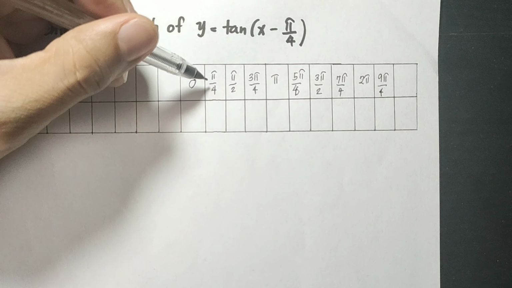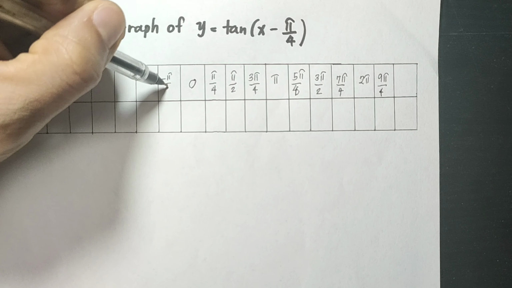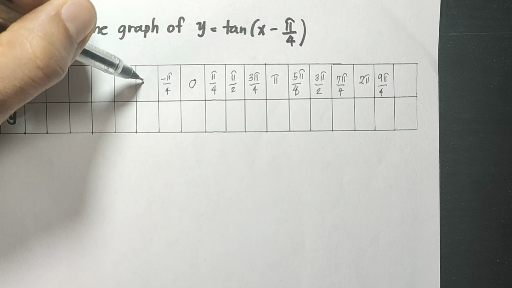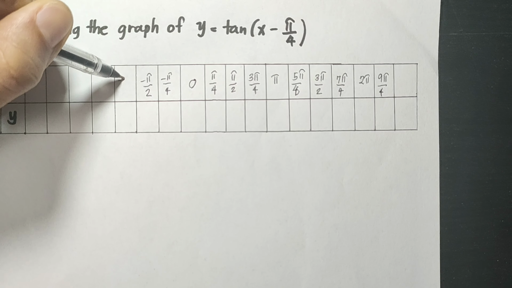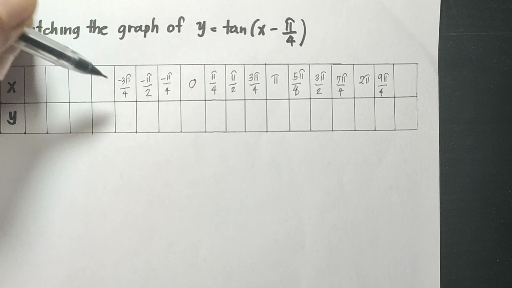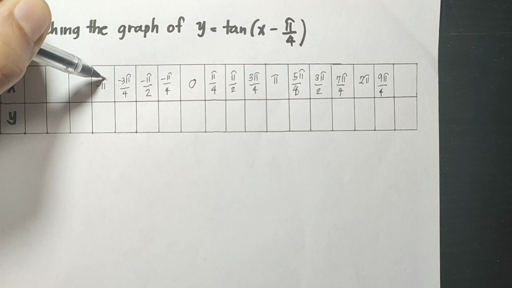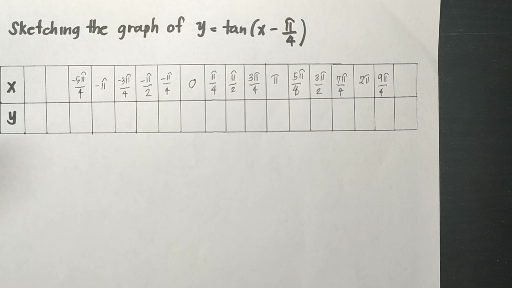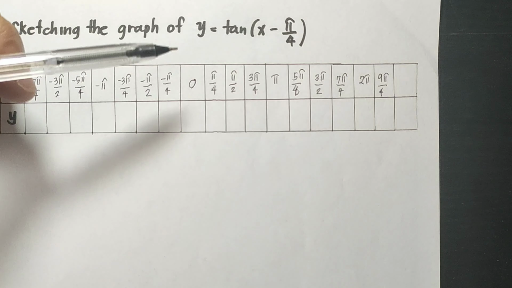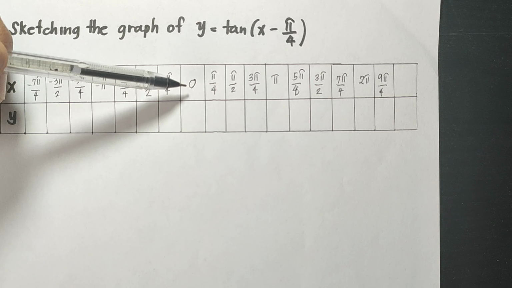On the negative side, we have negative pi over 4. Negative 2 pi over 4 is negative pi over 2. Next is negative 3 pi over 4. Negative 4 pi over 4 is negative pi. Negative 5 pi over 4. Negative 6 pi over 4 or negative 3 pi over 2. Negative 7 pi over 4. And so on. Okay, so let us start with when x is 0.